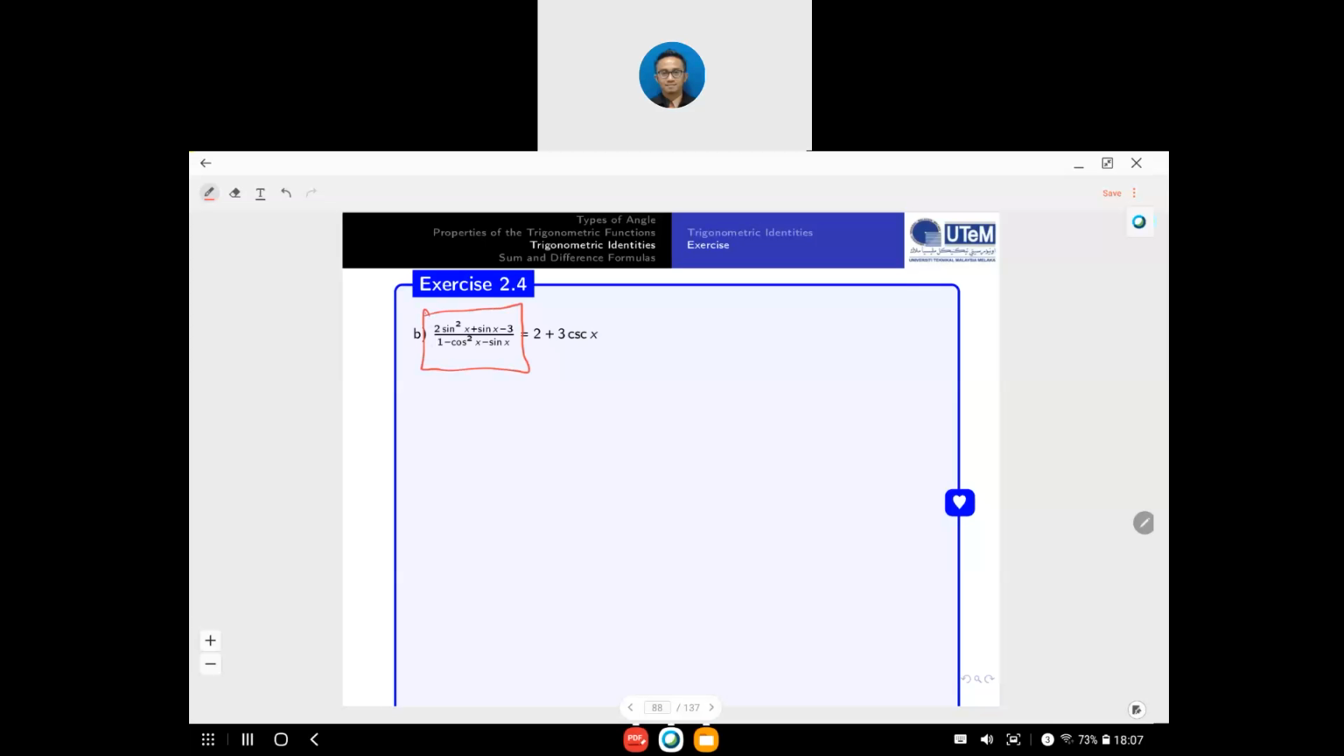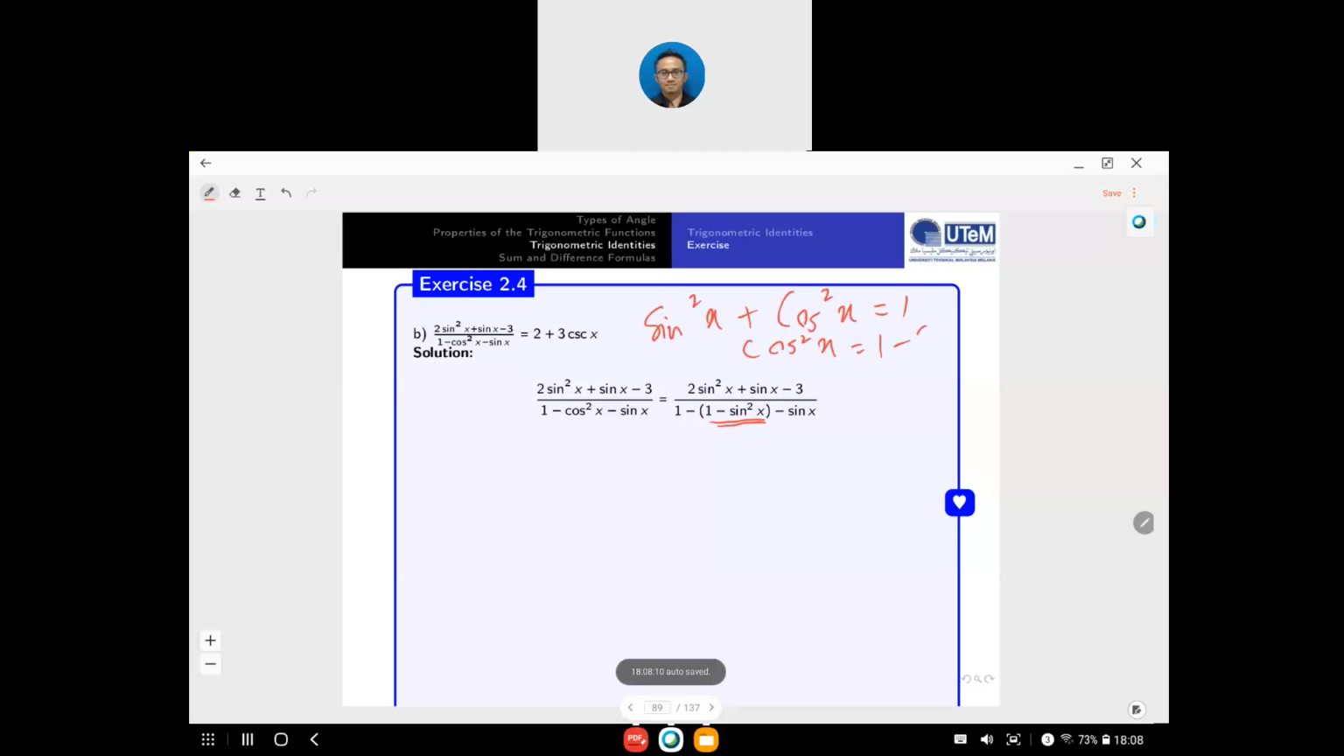Use the left hand side in order to solve this one. So paling mudah kita tengok yang bawah ni. Simplify. Okay. So cos square x equal to what? Cos square x equal to 1 minus sin square x. Dia datang daripada mana? Sin square x plus cos square x equal to 1. So cos square x equal to 1 minus sin square x.